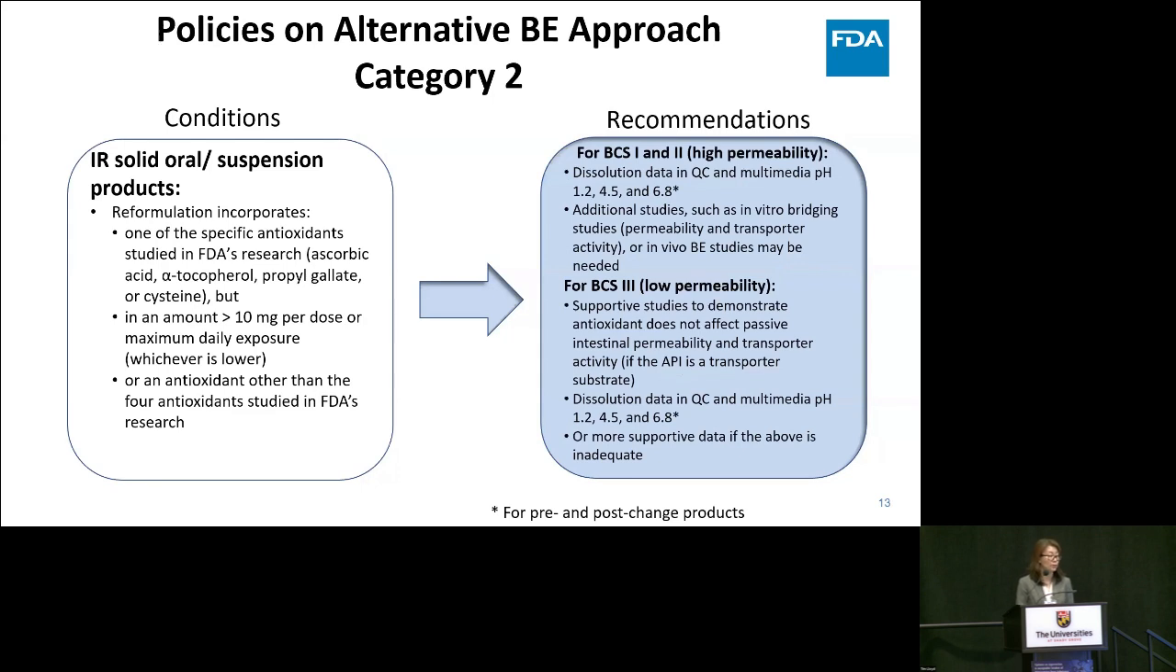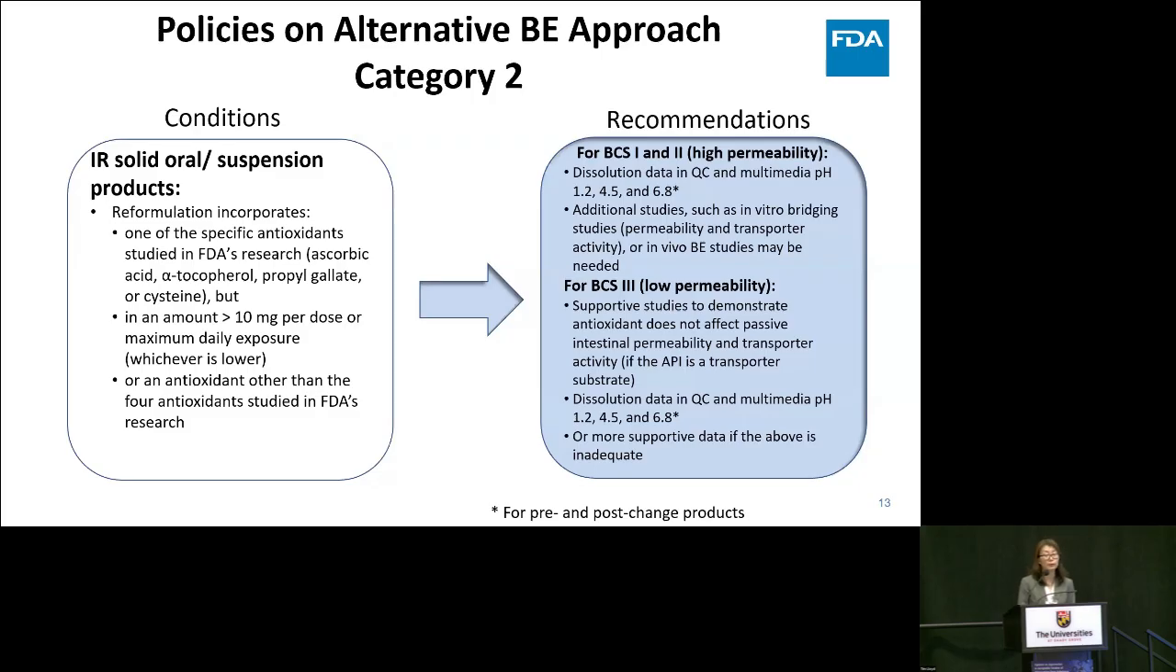Category number 2 is immediate release solid oral drug products and oral suspension. This is a reformulation that incorporates one of the specific antioxidants studied in the FDA's research, in amounts of more than 10 milligrams per dose or maximum daily exposure, whichever is lower, or the added antioxidant is other than the 4 antioxidants studied in the FDA research. So the recommendation for this category 2 is also separated into 2 scenarios.